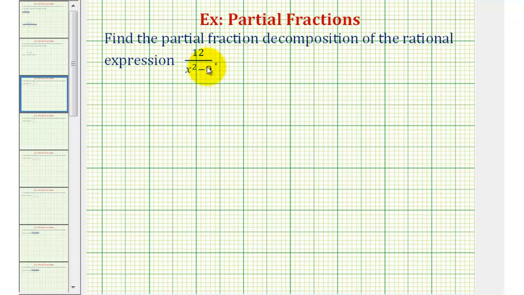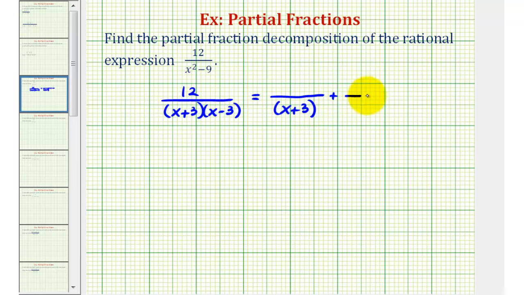So the first step will be to factor the denominator completely, so we would have 12 divided by x squared minus 9, which is a difference of squares, so we'd have a factor of x plus 3 and a factor of x minus 3. Notice in this case, our denominator contains two distinct linear factors, which means we'll have two fractions in our partial fractions, where the first fraction will have a denominator of x plus 3, and the second fraction will have a denominator of x minus 3.